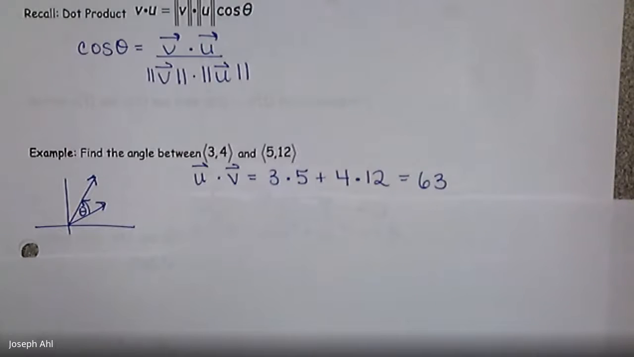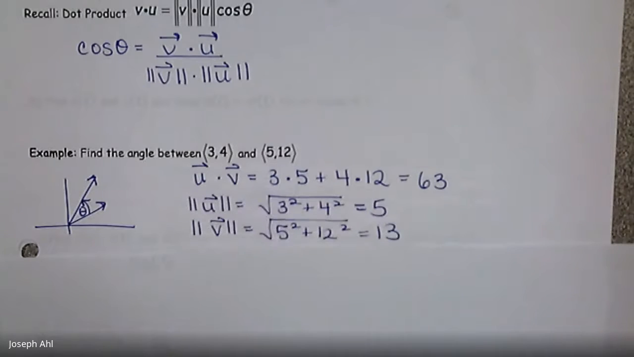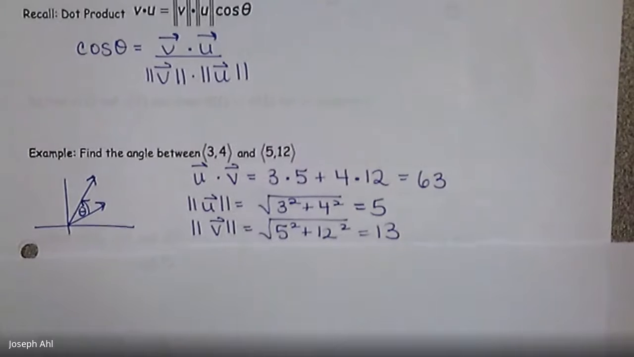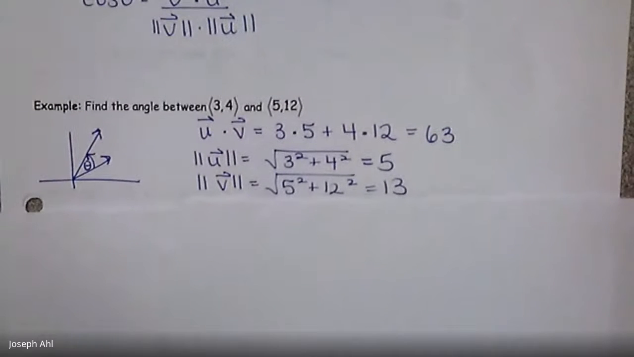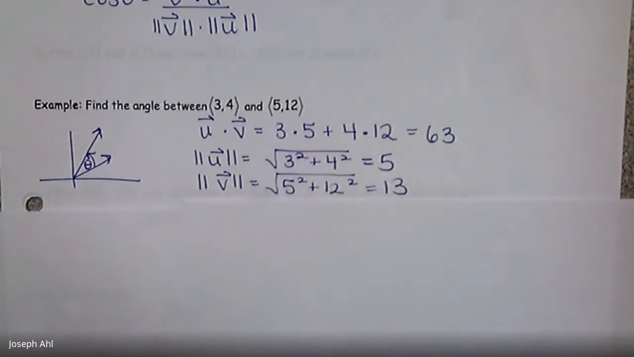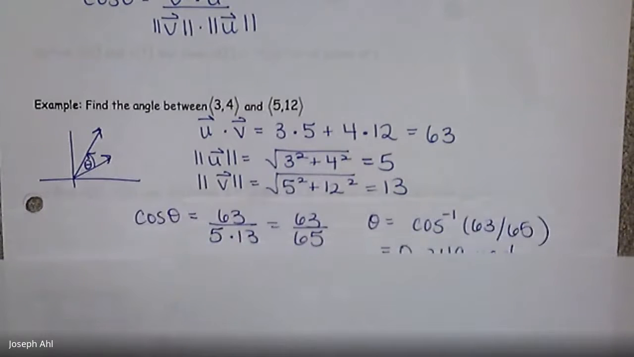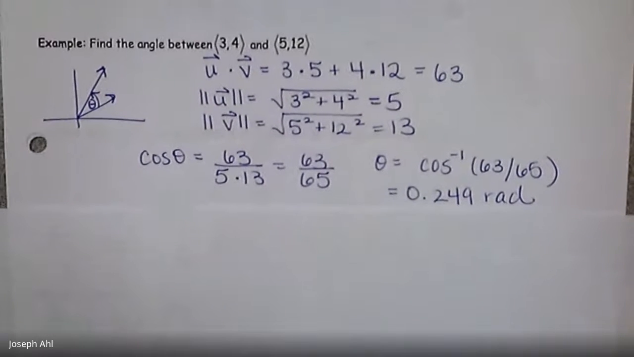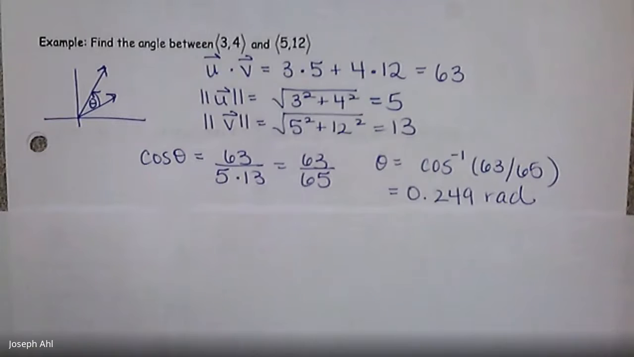for a total of 63. We should know at this point how to find the magnitude of each vector. Magnitude of u winds up being 5, magnitude of v winds up being 13. So that's some nice looking numbers there based on the component form of each vector. So dot product over the product of those magnitudes would be 63 over 65. And therefore, if we do cos inverse of 63 over 65, we get 0.249 radians.